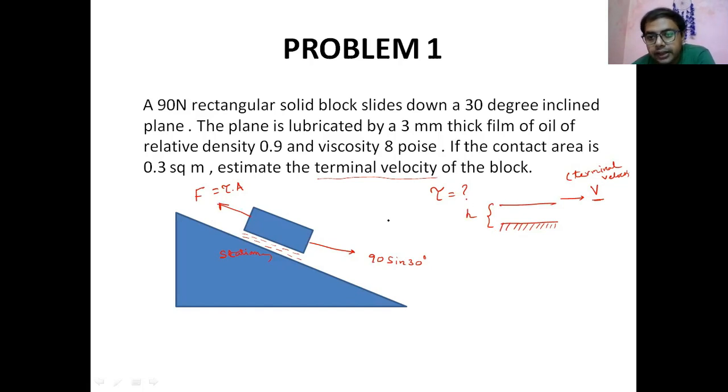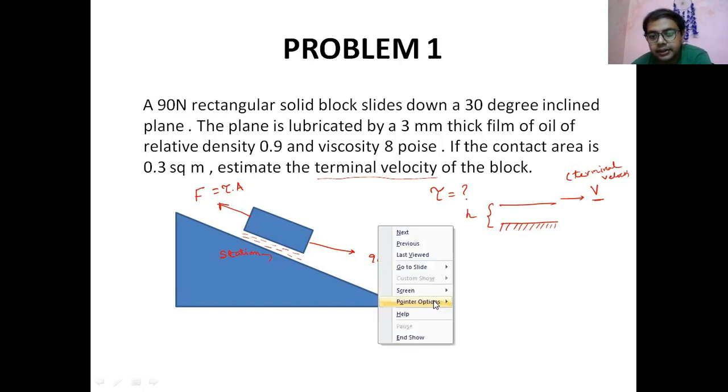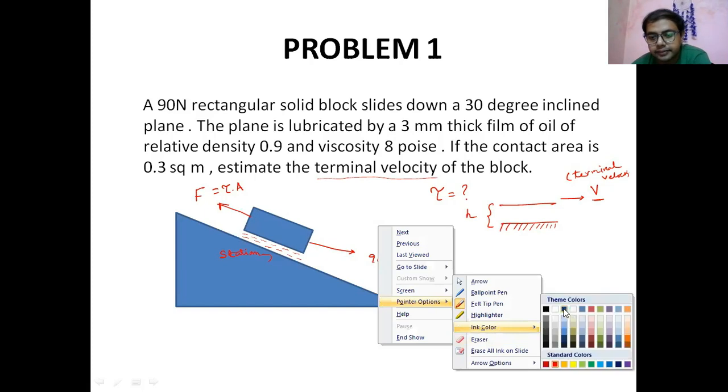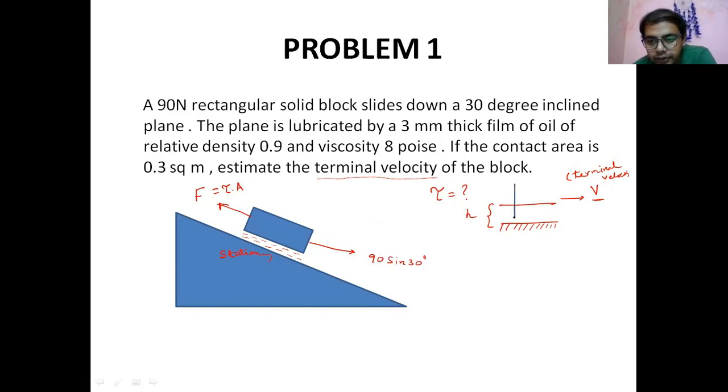the velocity profile, if you draw it here, is nothing but a linear profile. So du by dy is the linearization, (v minus 0) by (h minus 0), so v by h. So tau will become easily mu into v by h.